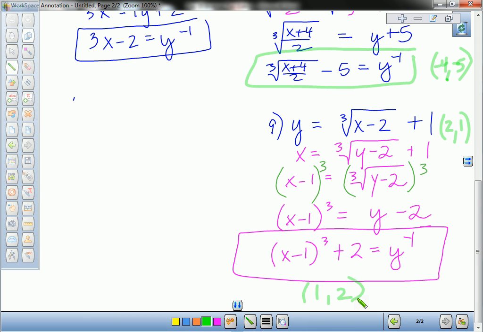So yesterday we did lines. Today we did cubics and cubed roots. Monday, we'll add quadratics and square roots. So we'll add another function to it.